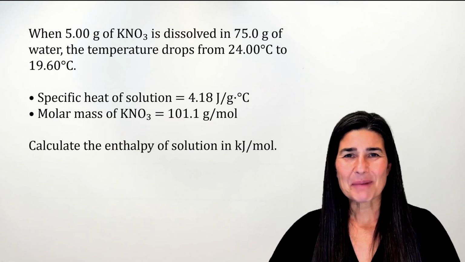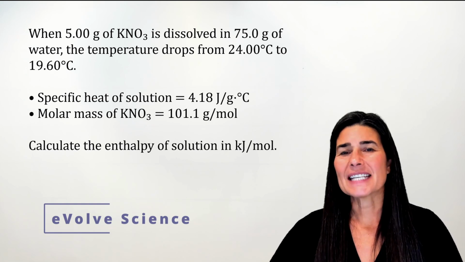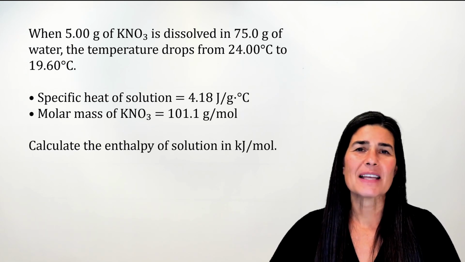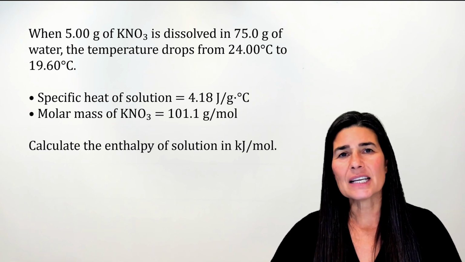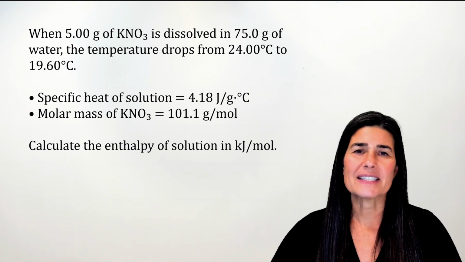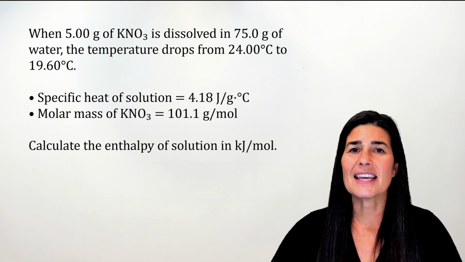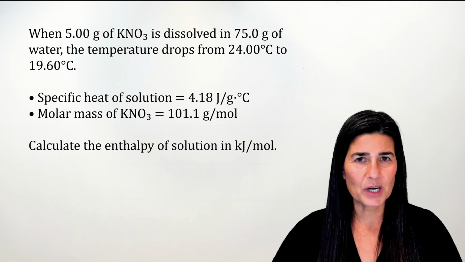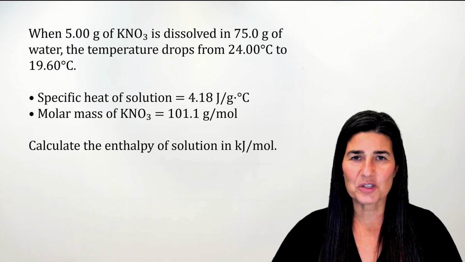Okay, let's try this problem. Here, we've mixed 5 grams of potassium nitrate into 75 grams of water. This causes the temperature to decrease from 24 degrees to 19.6 degrees. And we're supposed to calculate the enthalpy of this dissolving process in units of kilojoules per mole of potassium nitrate.